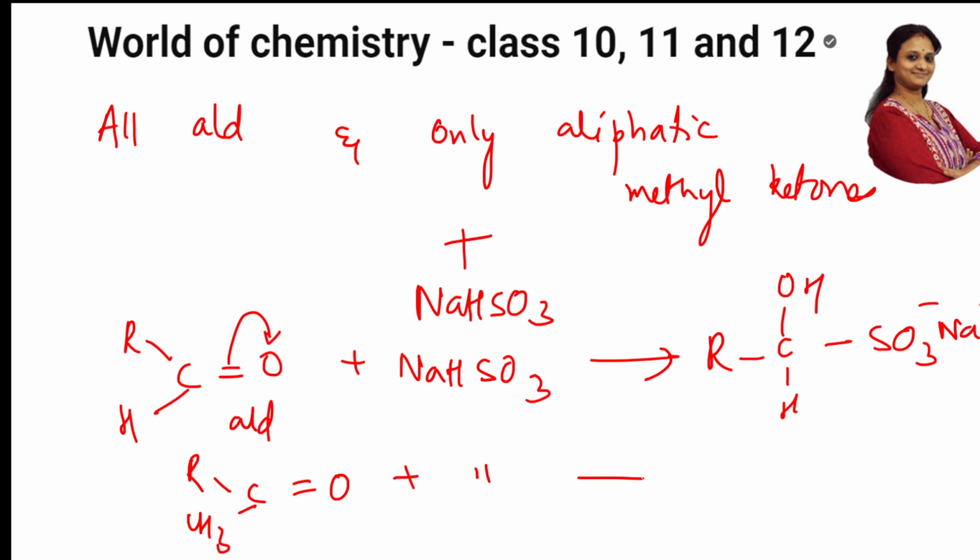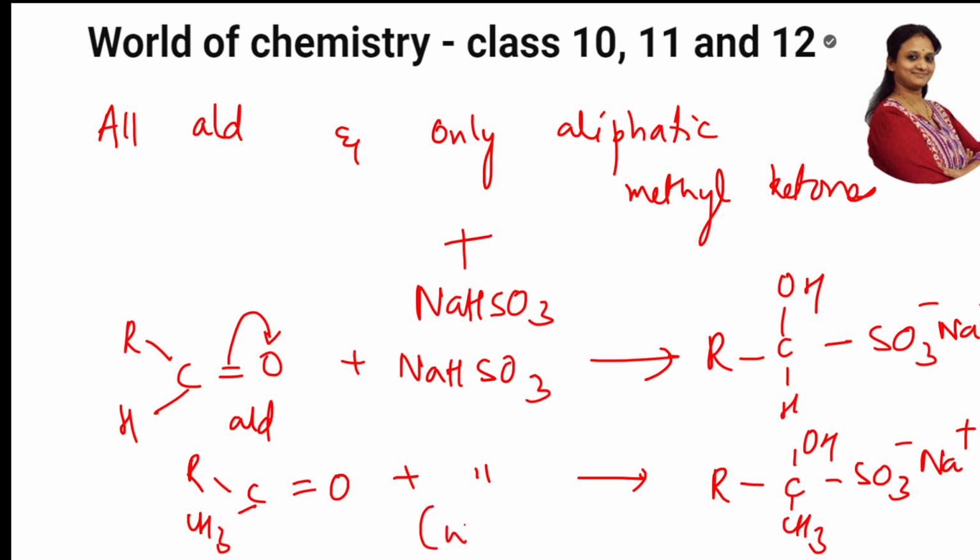Same thing here, I want to add NaHSO3. Now what is the difference here? The difference is hydrogen, but here you have an alkyl group. This reacts with NaHSO3. Done. So what are you going to get? You are going to get white crystalline bisulfite. This is white crystalline bisulfite. Remember this. So when the methyl ketone reacts, white crystalline bisulfite is formed.